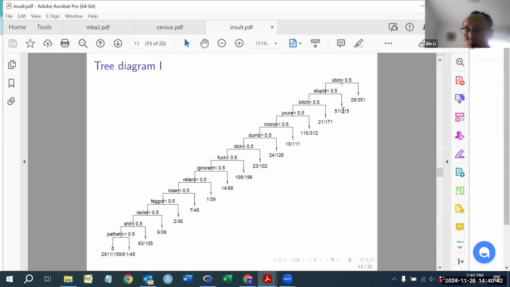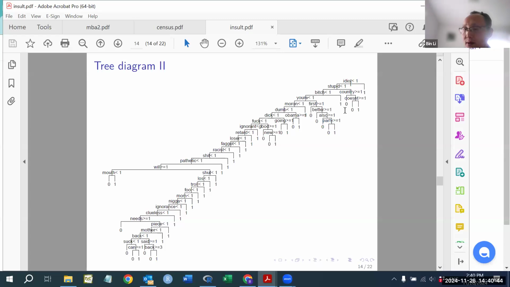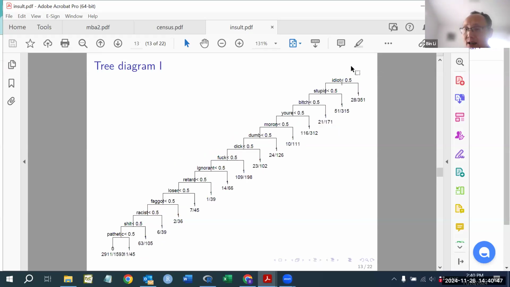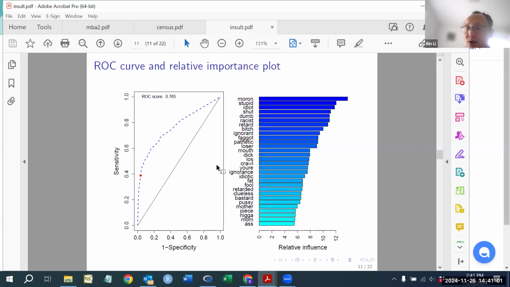This is tree diagram 1. This is tree diagram 2. So you can see these trees also use these words to do the classifications. Okay, and these words actually agree with those selected words.